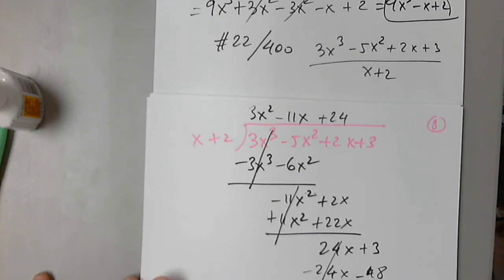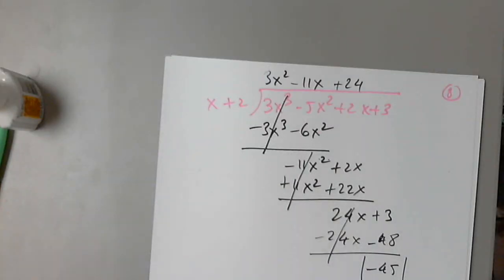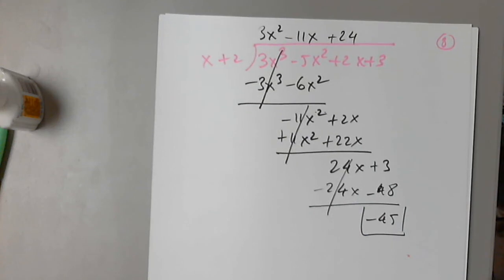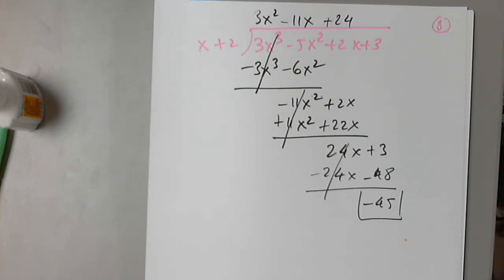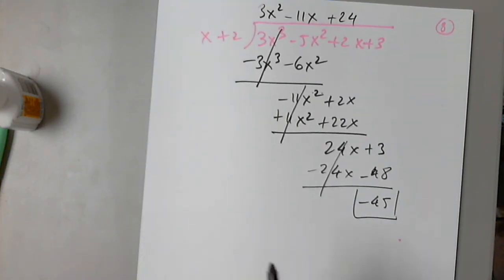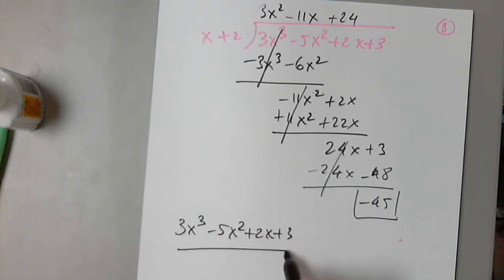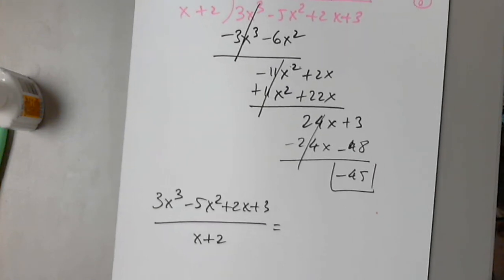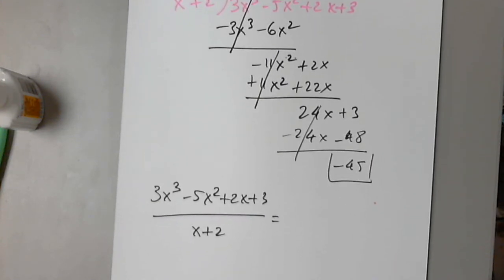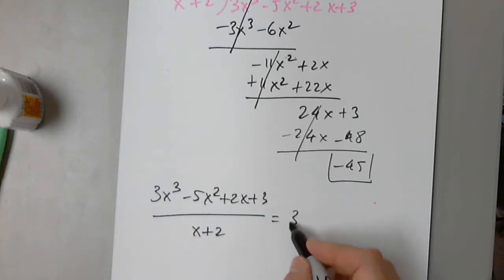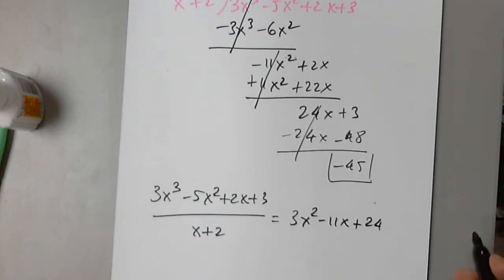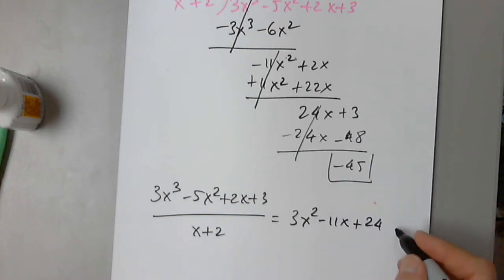So negative 45. I think you've just done synthetic. Yes, they crossed it out though. Yes. I'm going to get to that in a minute, what I was going to say about that. So let's write the final answer. So this is 3x cubed minus 5x squared plus 2x plus 3 divided by x plus 2. Can anyone give us the final simplified form? Perfect. 3x squared minus 11x plus 24. Careful. Minus 45 over x plus 2.